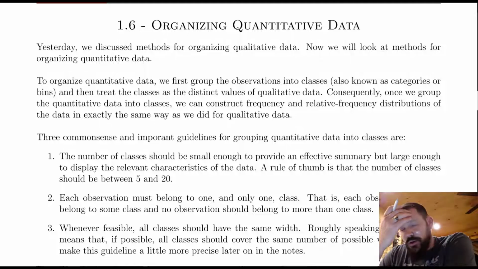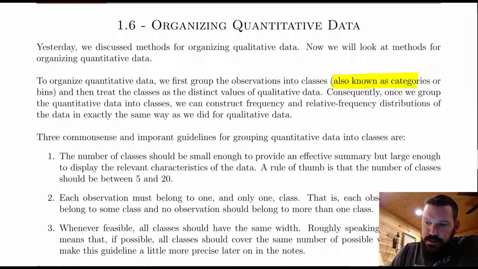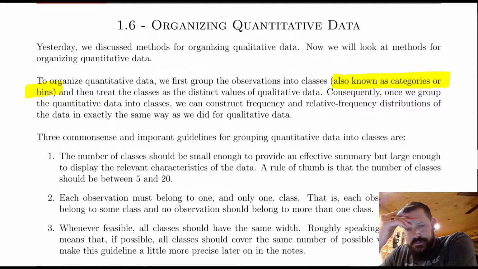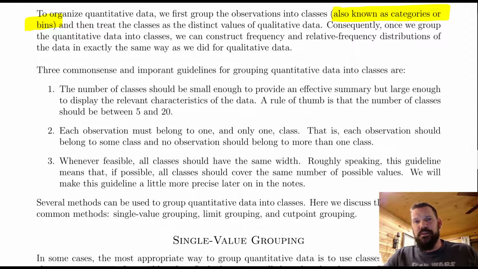So to organize quantitative data, you want to group it into classes. And this will be known as categories, or, well, I did not mean to use a pink marker on there, but it's also known as categories or bins. And then we can treat those classes as distinct values of qualitative data. So there's a couple of things that you might want to keep in mind when we start looking at organizing quantitative data.